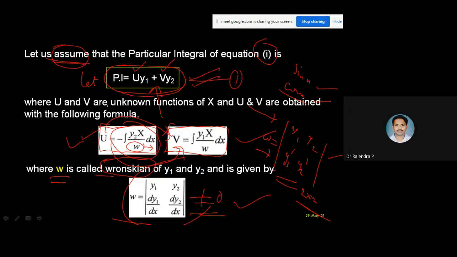That is the procedure. Have you understood that? Let me say yes or no in the chat box. If you understood, then we'll go and take the problem.